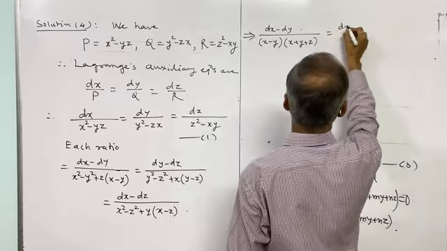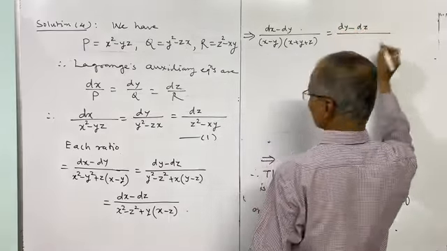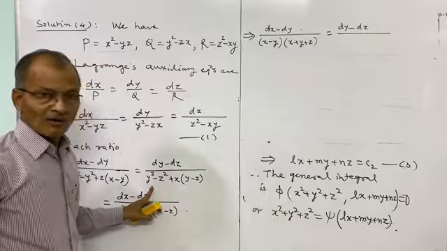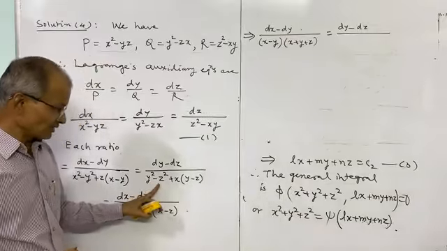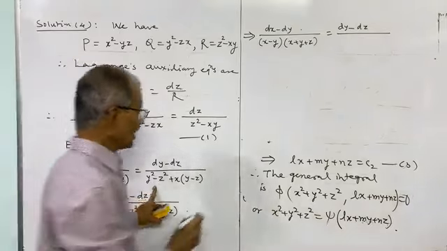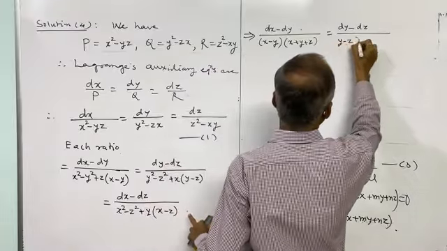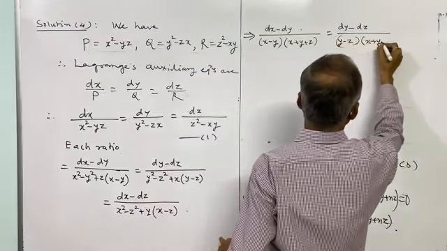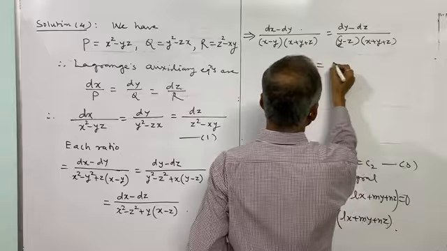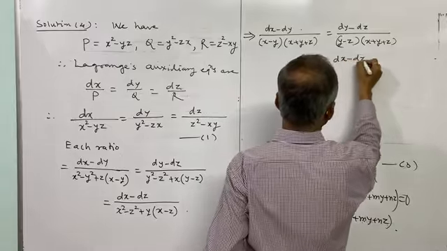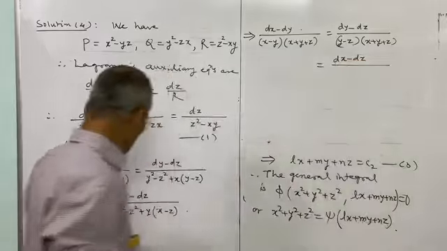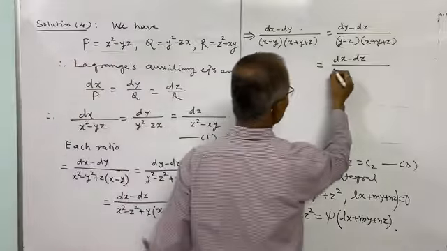Similarly, this is dy minus dz. Factorize this y square minus z square, y minus z into y plus z. Y minus z is common, and if we take y minus z common, in another bracket it remains x plus y plus z. And this is equal to dx minus dz. Again factorize this, x minus z is common.